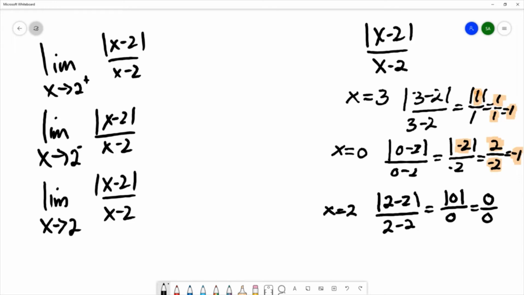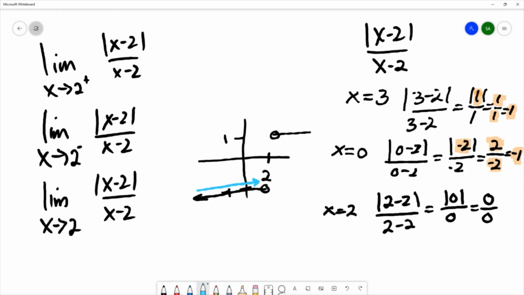So what's happening with this one, if we think about the graph, is that when we get to 2, we have a constant at 1 and a constant at negative 1. When the limit is approaching from below, you're approaching a y value of negative 1. And when the limit is approaching from above, you get a y value of 1. So this limit here is 1, and this limit here is negative 1. Because the two limits are not agreeing with each other, this limit does not exist.